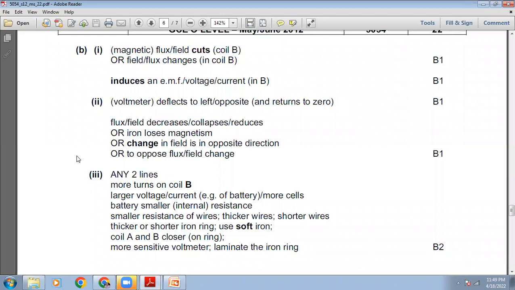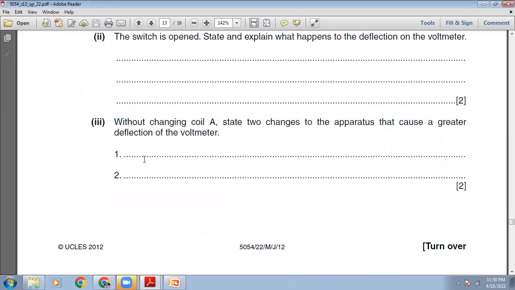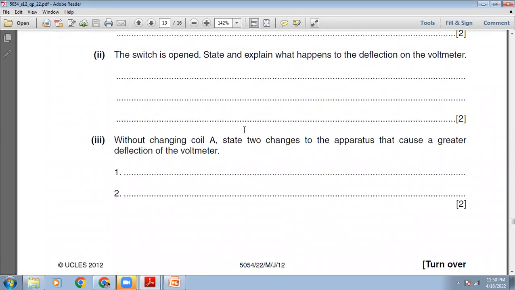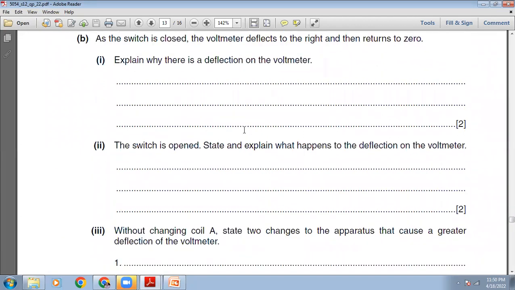Voltmeter deflects to the right; magnetic flux or field cuts coil B, or field or flux changes in coil B, induces an EMF and voltage or current in B. Okay, so then the next part is, without changing coil A's state, the switch is then opened. State and explain what happens to the deflection on the voltmeter.